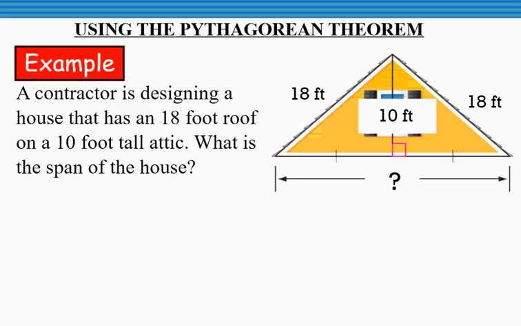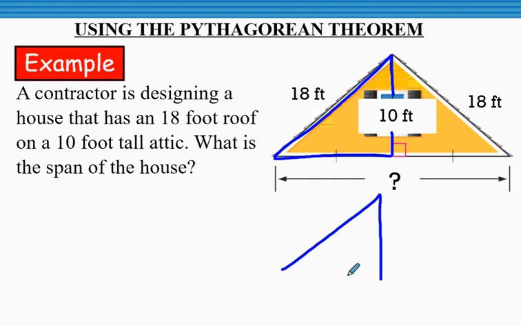A contractor is designing a house that has an 18-foot roof on a 10-foot tall attic. What is the span of the house? The span is how wide the house is. So I need to find a right triangle, and the right triangle in this case is right here. So I pop this triangle off, and I see that the hypotenuse is 18.